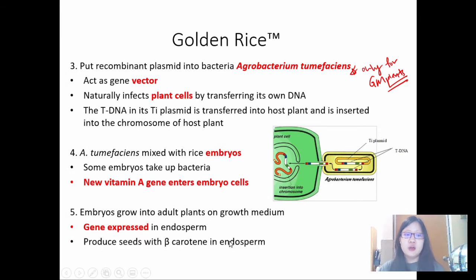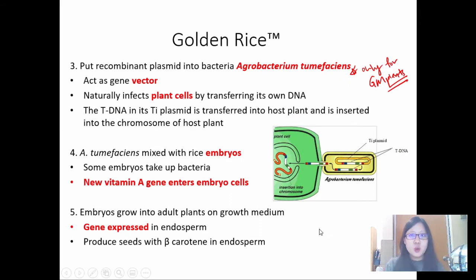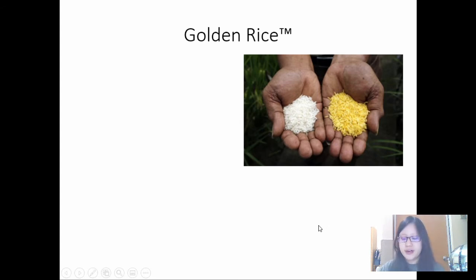And once you check that, you can use the seeds to grow more rice. And these seeds will have beta carotene in their endosperm. And if you grow them, they will produce even more seed with beta carotene in the endosperm, which would then increase the vitamin A in the human's diet and therefore avoid vitamin A deficiency. Yay! So that's how you make golden rice. This particular procedure can be used in other plants as well. Same idea, same mark scheme, you just change the plants or the target gene. Okay. So that's golden rice.